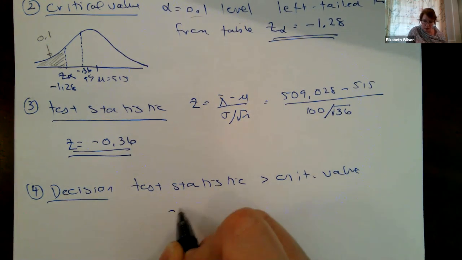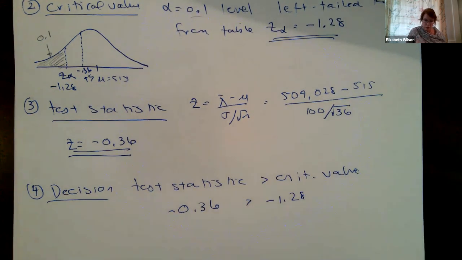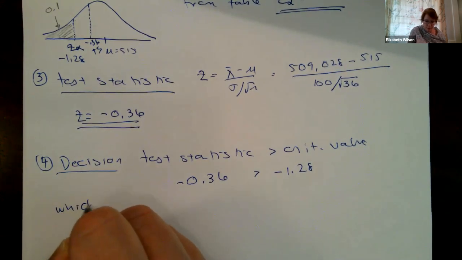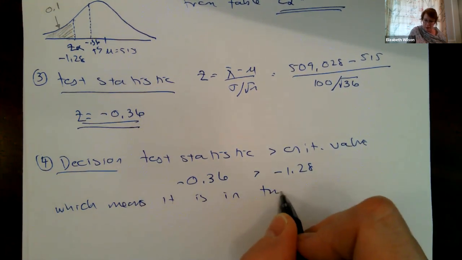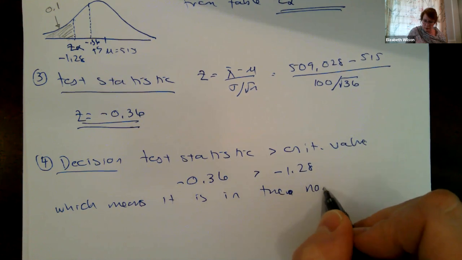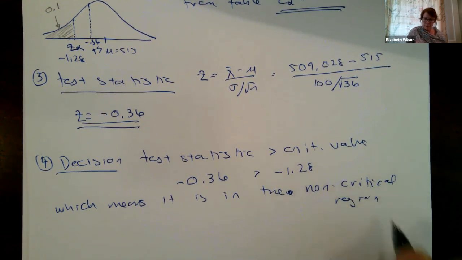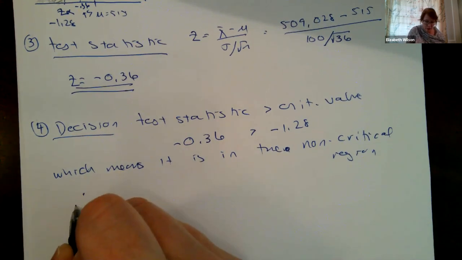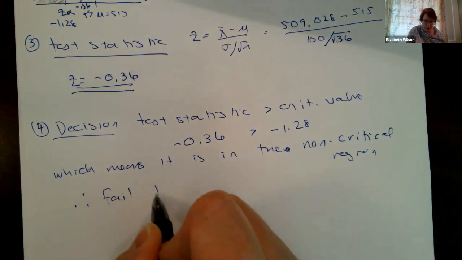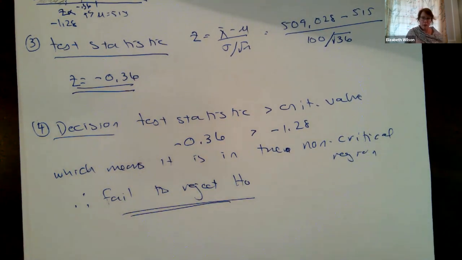But in this case, minus 0.36 is greater than minus 1.28, which means it is in the non-critical region. If it's in the non-critical region, it means that based on the data, these things aren't significantly different. Okay, so I'm going to say, therefore, we're going to fail to reject the null hypothesis.